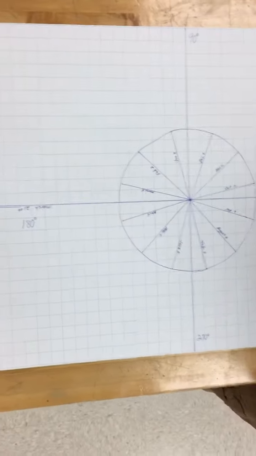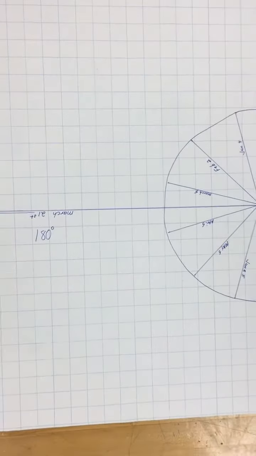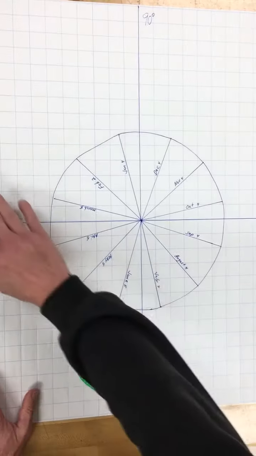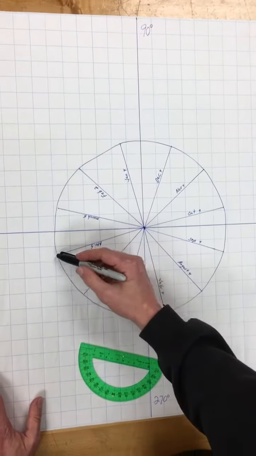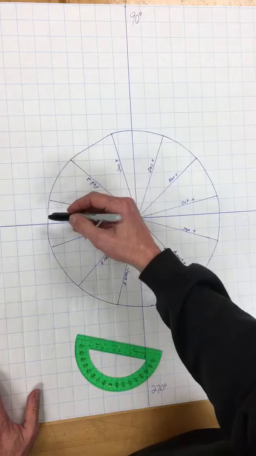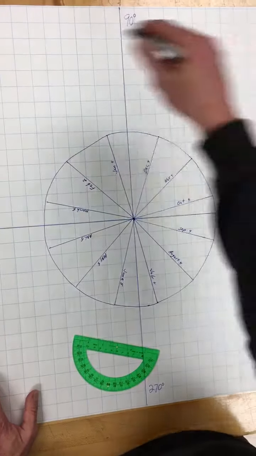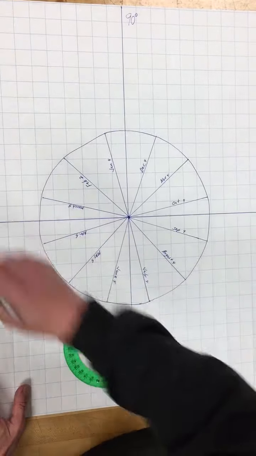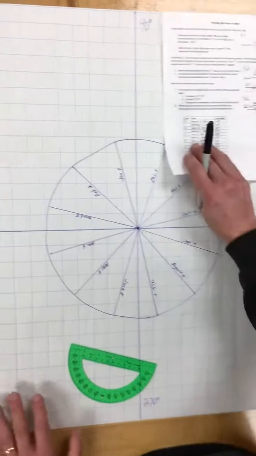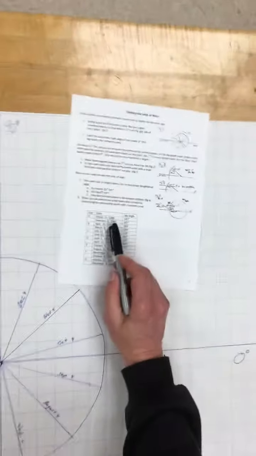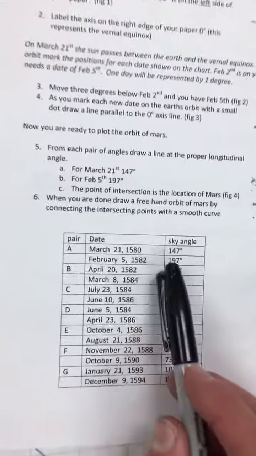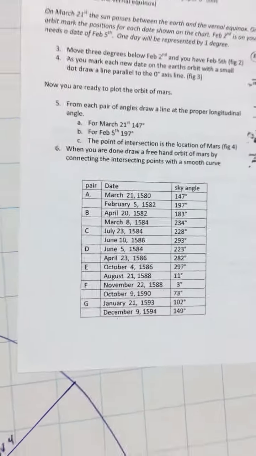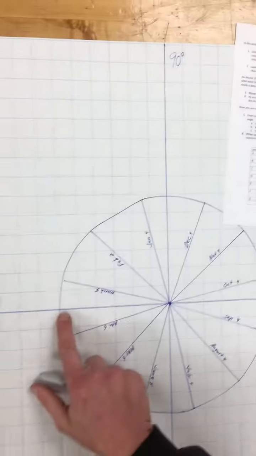And then the next thing that you're going to do is you're going to plot the position of Mars. So when you're standing on Earth, Earth is traveling around the sun. Mars is also traveling around the sun. And if you look up in the sky, you can see it in a background of stars at a certain angle. So back in 1580, on March 21st, they looked up in the sky and they saw Mars at an angle of 147 degrees. So March 21st is right here.